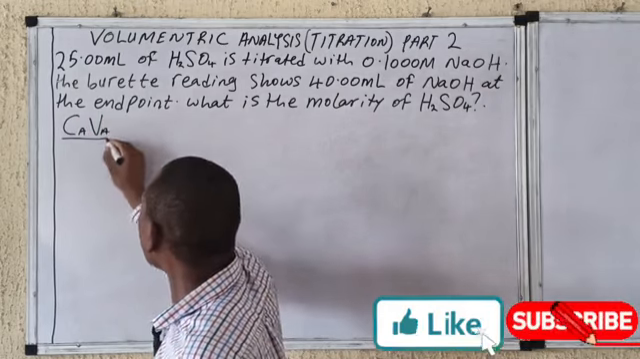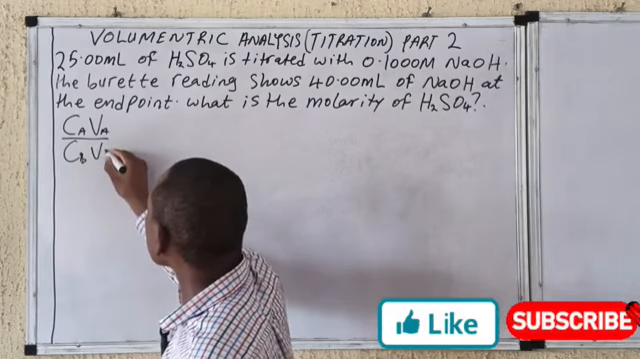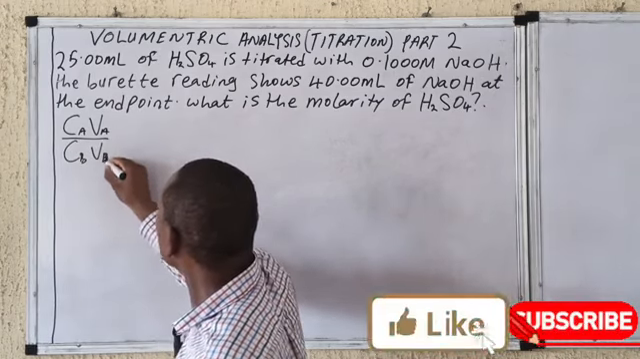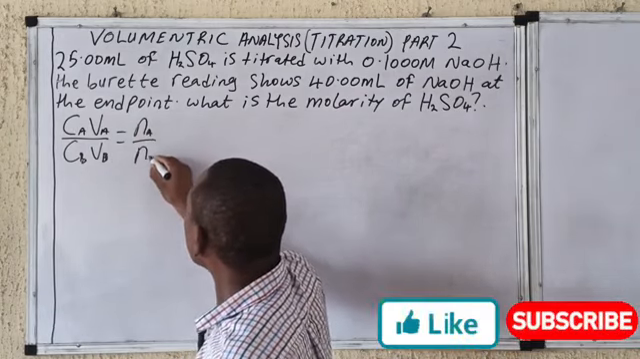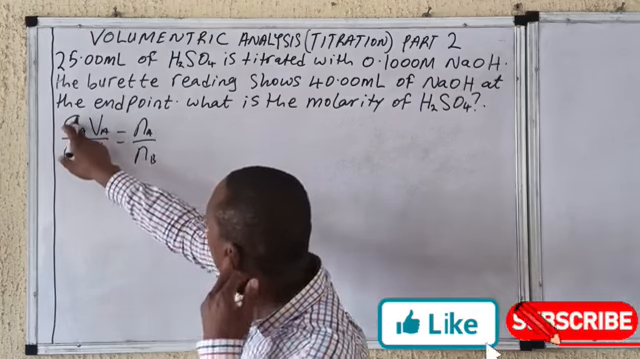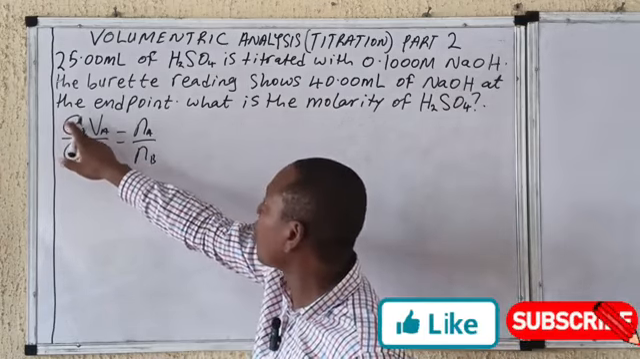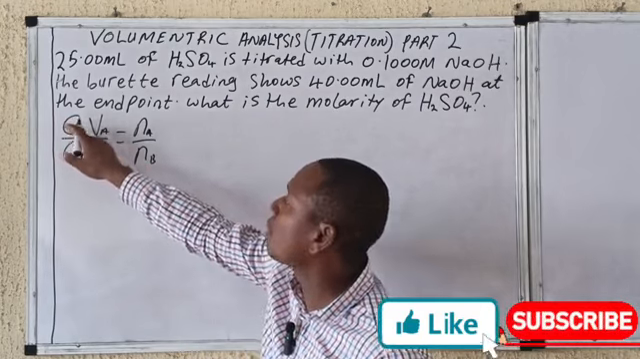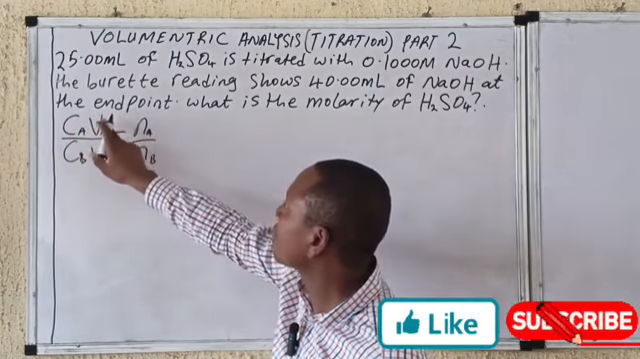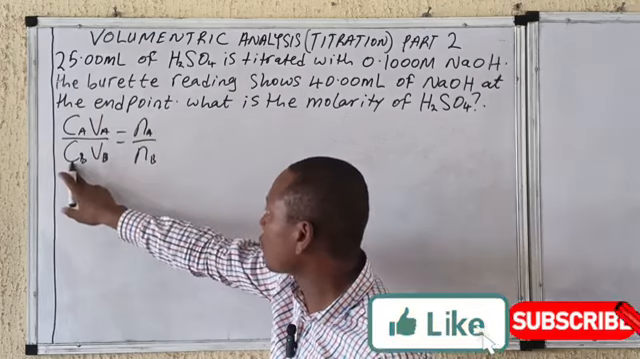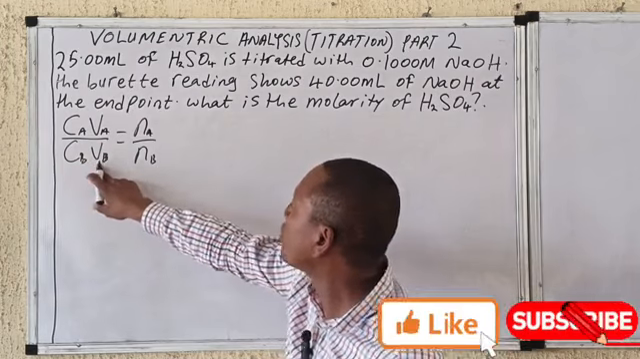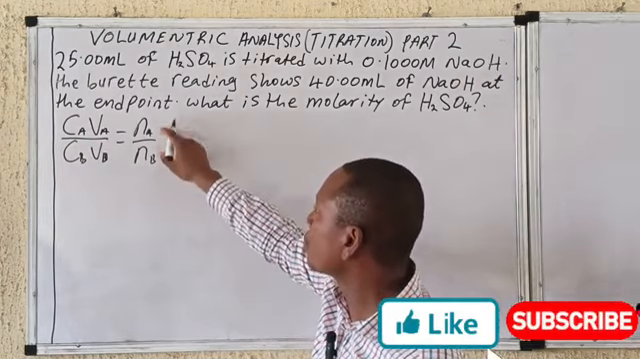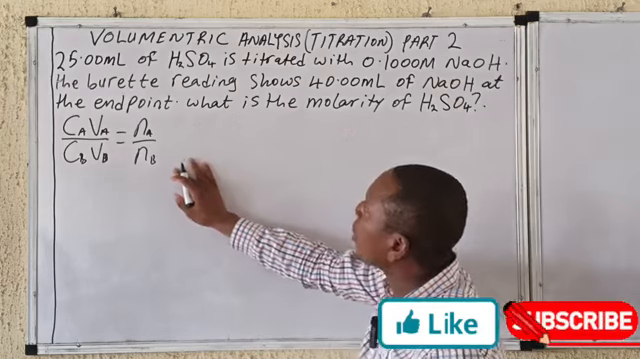CaVa over CbVb equals Na over Nb. Now take note, this is the molar concentration of the acid, or concentration in mole per dm cubed of the acid. This is the volume of the acid. This is the concentration of the base in mole per dm cubed. This is the volume of the base. Then the mole ratio.